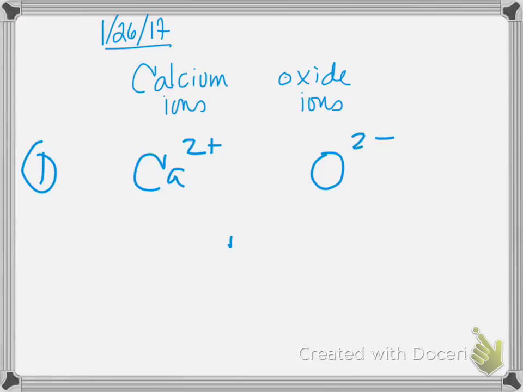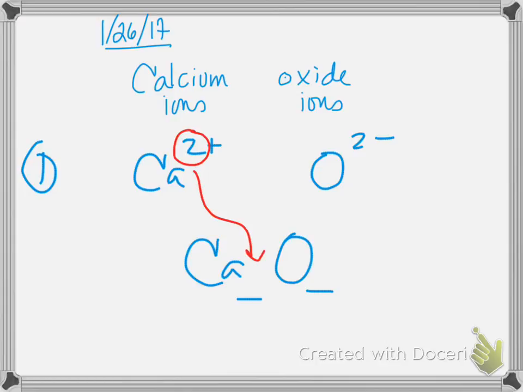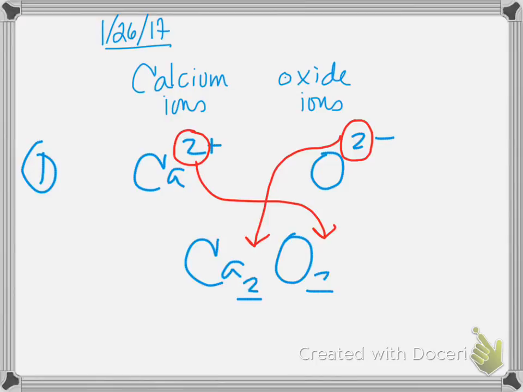So to write that formula, and remember our, whoops, I just wrote Cu. Ha! Our cation always comes first, our positive ion always comes first. So I'm going to put these here, and then we're going to take the numbers only, not the signs, and we're going to crisscross them. So we end up with Ca2O2. So that's our second step.